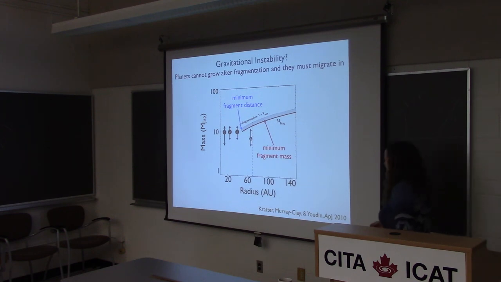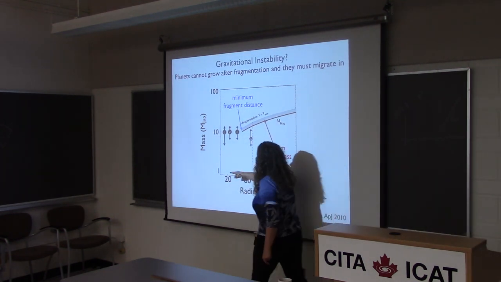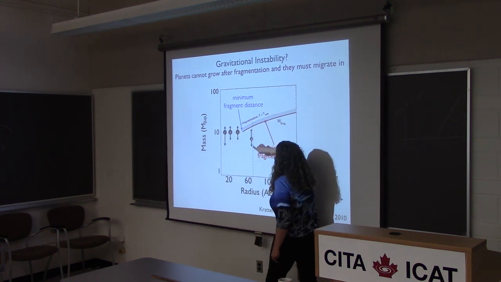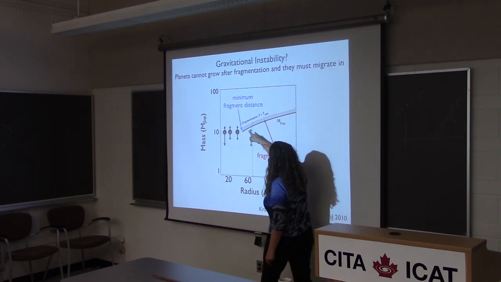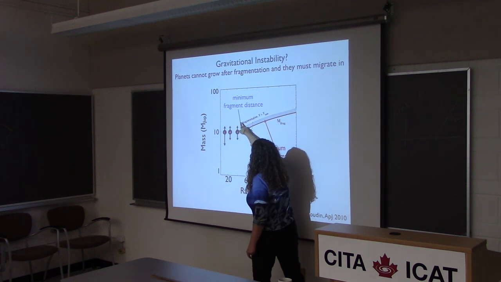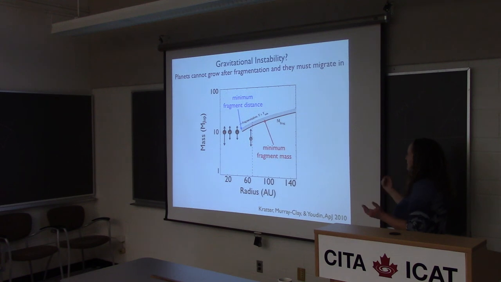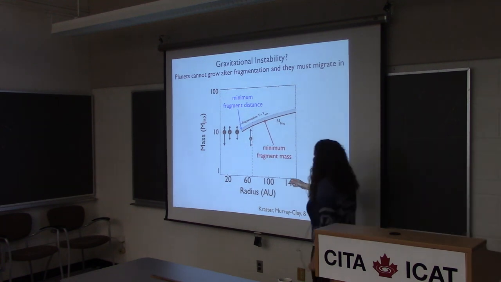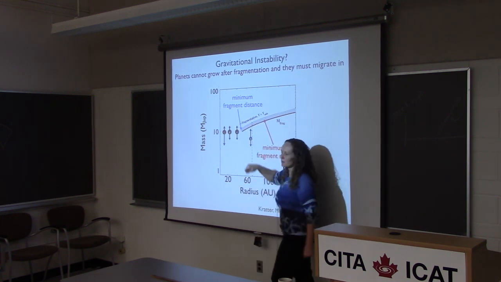So we did this for this system. And what you get is that if here's distance from the star, and here's mass, these are the observed planet masses, and these are the fragment masses that we calculated. There's a minimum distance that you can do this at, because closer than that, you can't actually cool fast enough to proceed with collapse. So if you look at this plot, you can see, well, maybe it's OK. Maybe you can make these things through fragmentation.